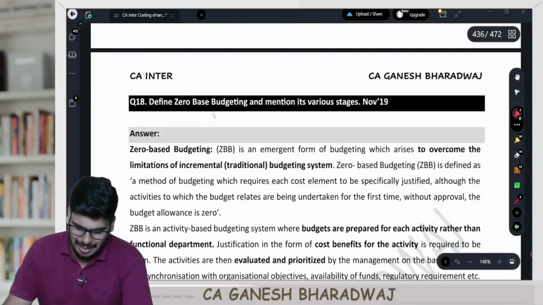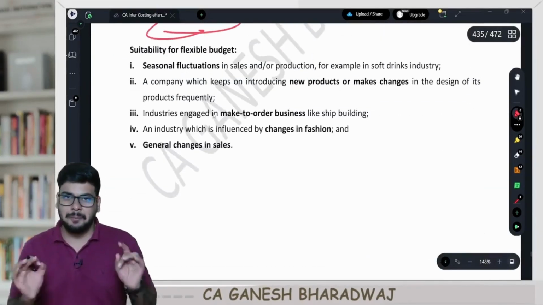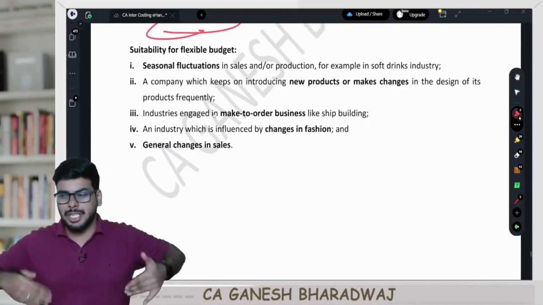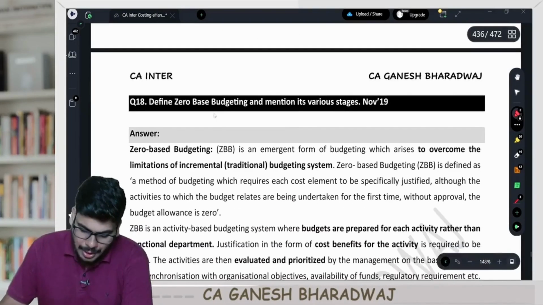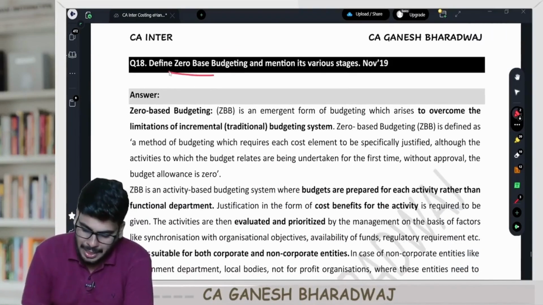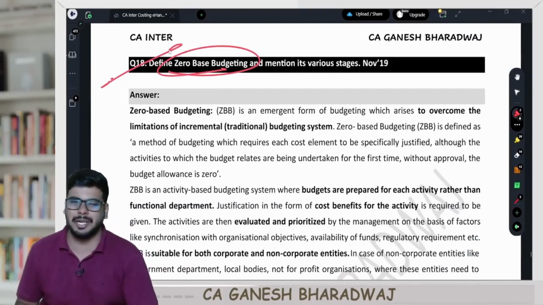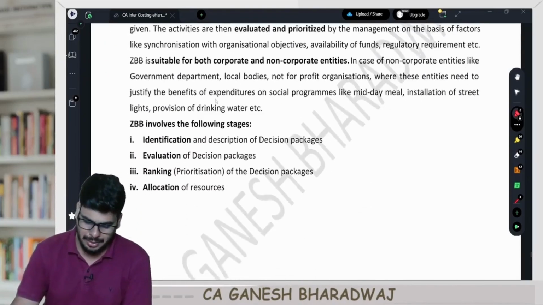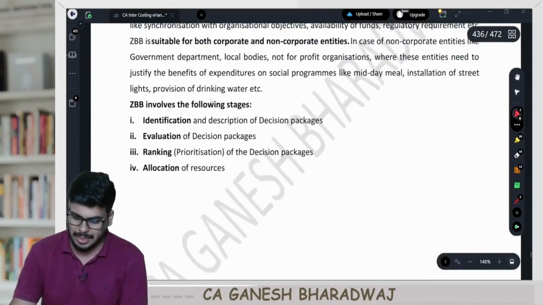So that's about it, guys. It's not a big deal at all. Provided you understand the concepts, you can just put it in your own language. That's about it. Look at this, zero-based budgeting and various stages. It's a popular exam question. Yes, we have done it. Just go through it once and that's about it.